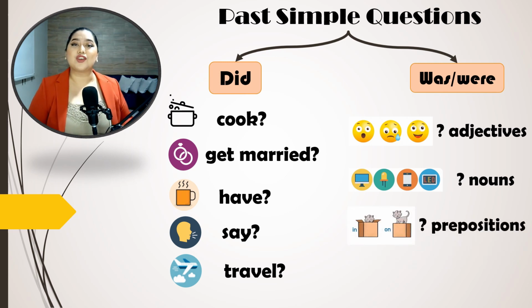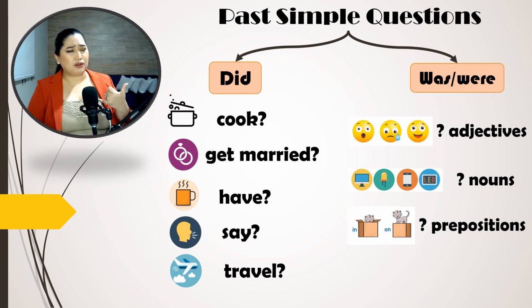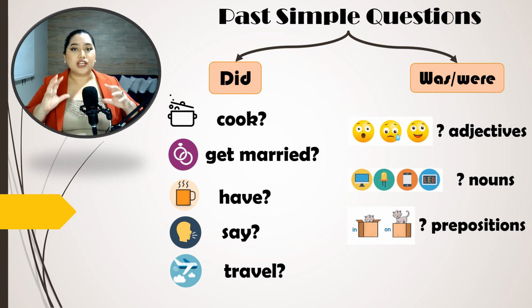And finally, of course, we use was or were for questions when we're going to ask about prepositions. For example, hey, were you at home yesterday night? Because I called you and nobody answered the phone. Or tell me, what time were you in Guayaquil yesterday? Sorry, I didn't know that. So prepositions: in, at, on, under, behind, all of those kinds of words are prepositions. So we're going to use the past simple tense of the verb be for adjectives, nouns, or prepositions.